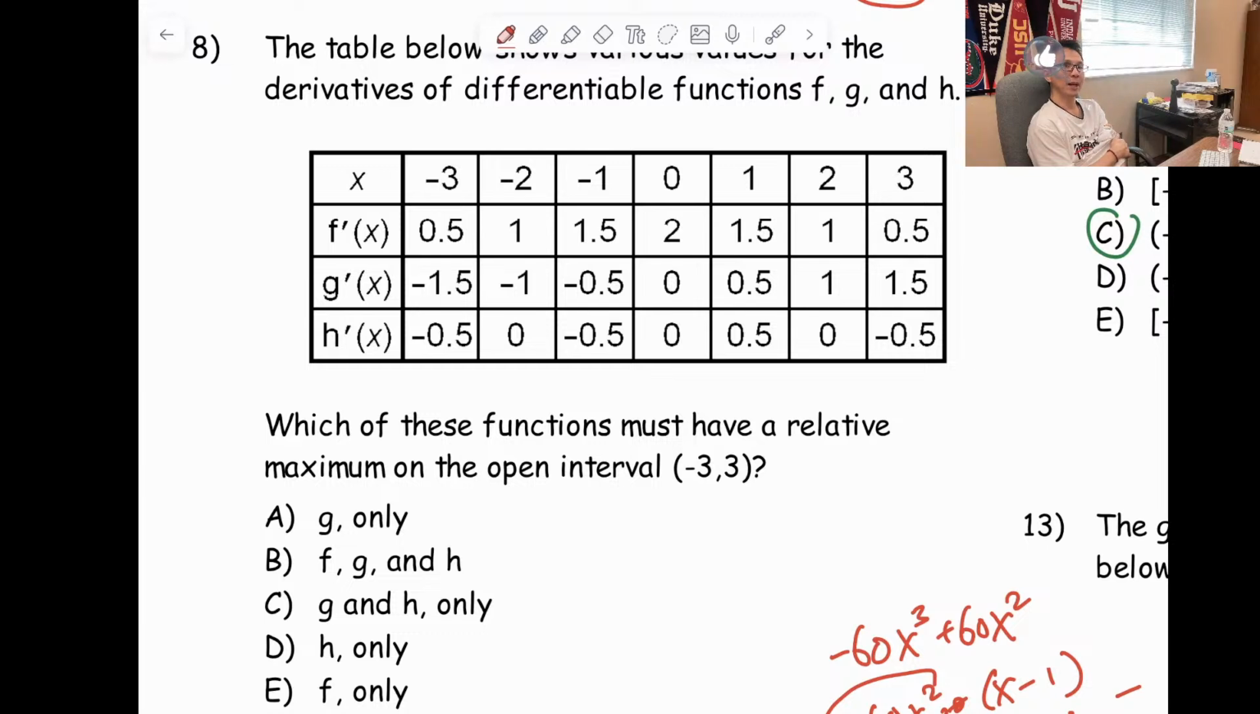I want to know where the relative maximum occurs. At which x value does the relative maximum occur? 1? What is it? Bennett? I think it's 1. You think it's 1? Connor? Gabby? It's 1 because 0.5 is slightly higher than 0.